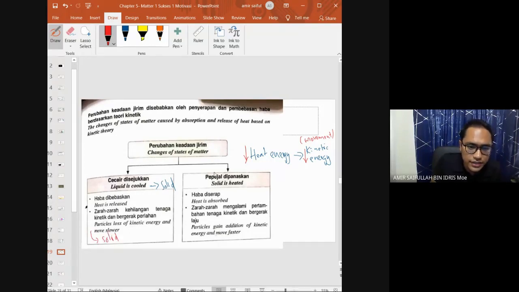Okay, when a solid is heated, heat is absorbed. So when heat is absorbed, there is more kinetic energy. So the particles gain additional kinetic energy and can move faster. So it changes into liquid. And as you provide them with more heat energy, they will have more kinetic energy. So they will change another time into gas. Okay, can? Simple, this one, very simple.